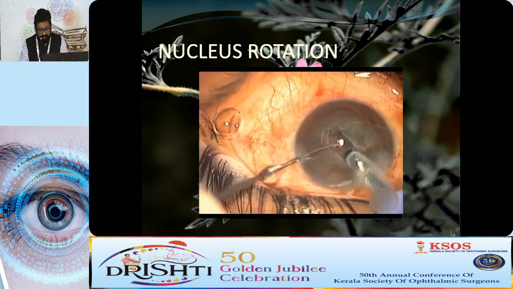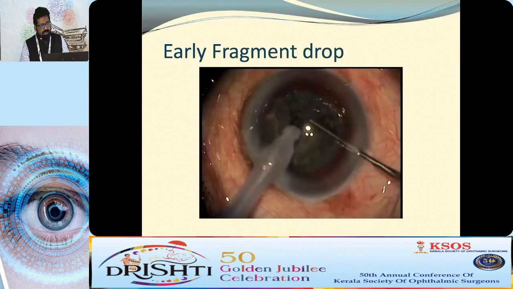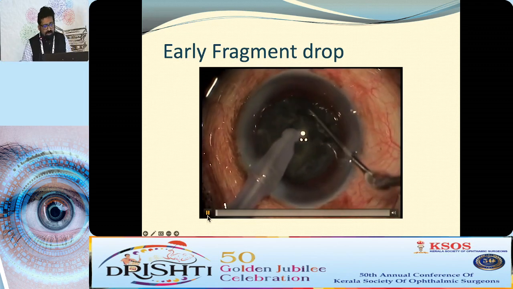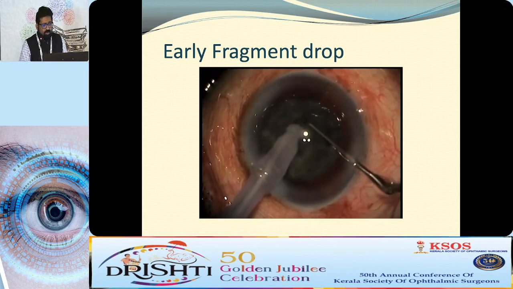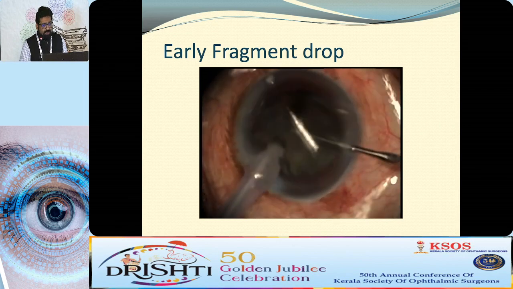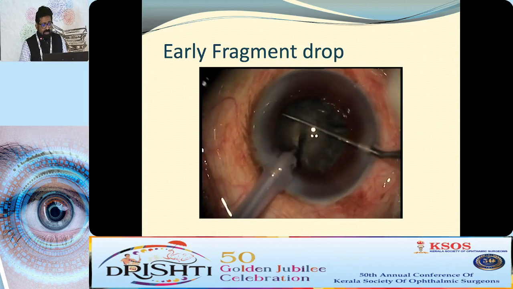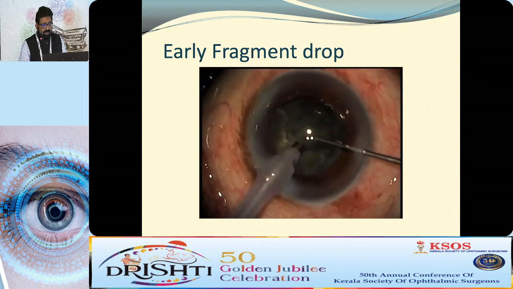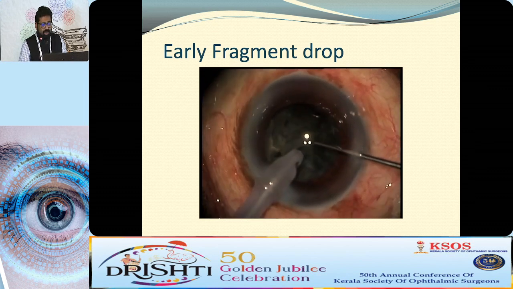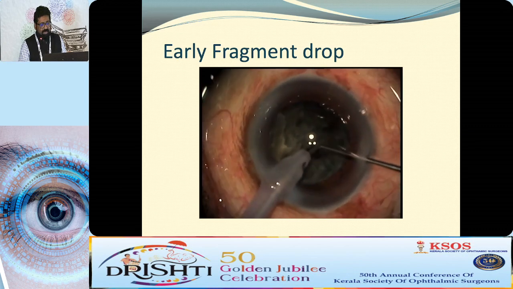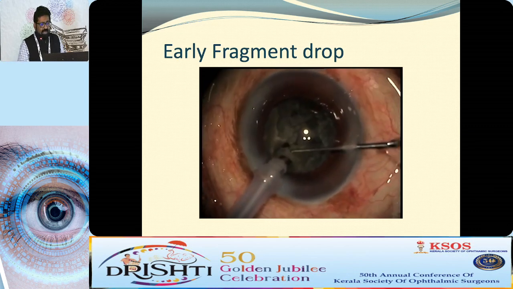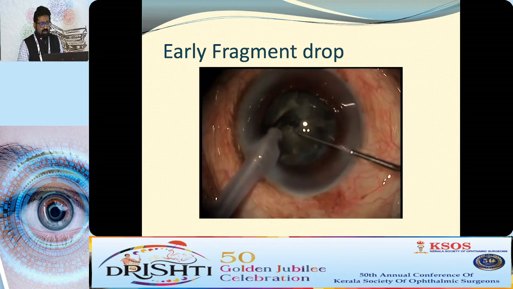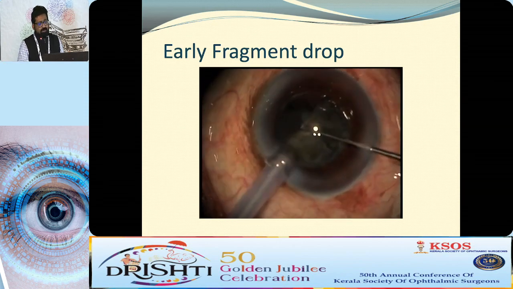And here again, this is an early fragment drop, okay? So he tries a peripheral chop and it is going into the periphery and he doesn't realize, he keeps on rotating. It's not rotating. He keeps on attempting this and then you have a sudden fragment drop. And by the time it is evident, all the damage has been done. See, now he's again trying to rotate and the fragment is dropped.